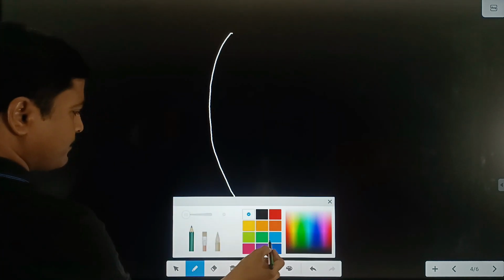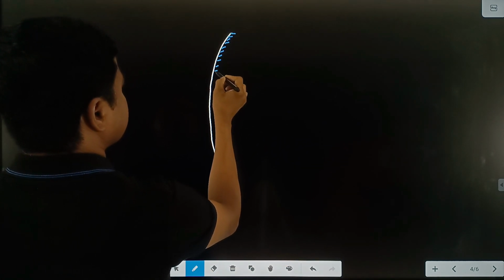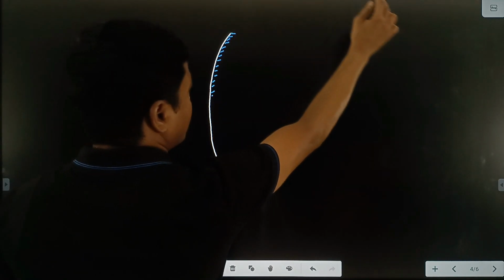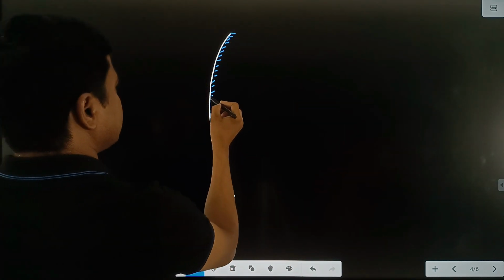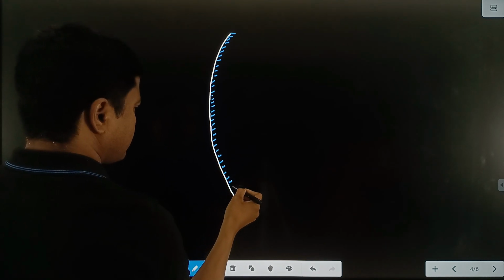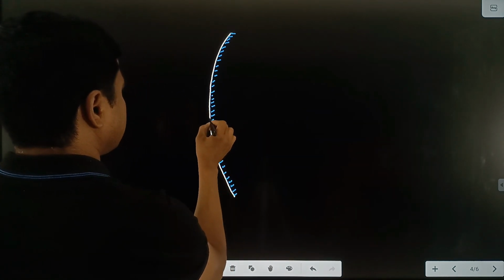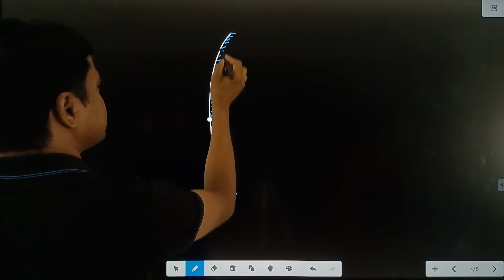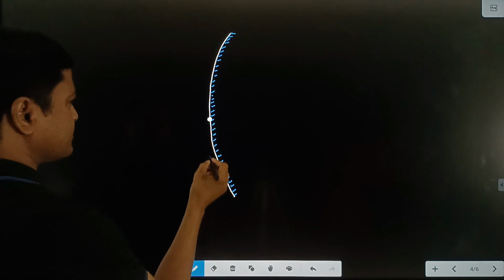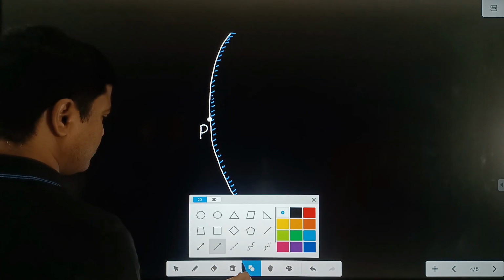And here the inner surface is silver coated. This is the inner surface, because this is the whole sphere, and this is the inner surface of the hollow sphere. And this point is the center of the reflecting surface, because this side is the reflecting surface. And for the center of the reflecting surface we write P, for pole.